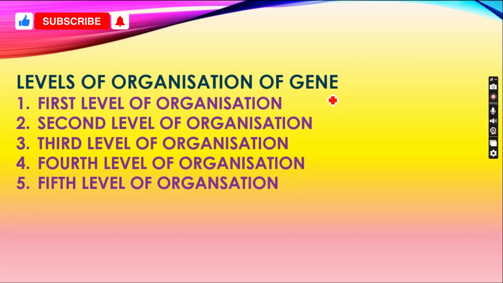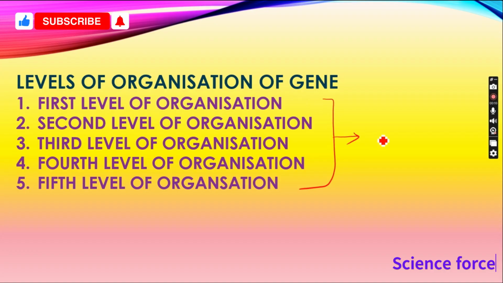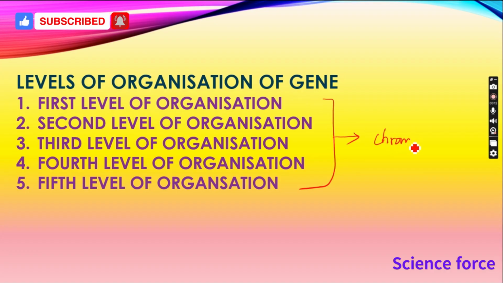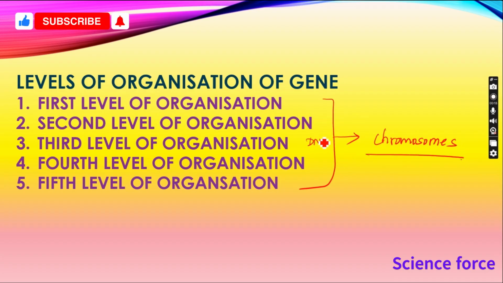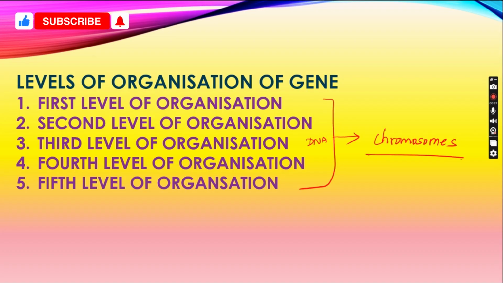We are going to see about the levels of organization of a gene. There are about 5 levels of organization. Now we are going to see how these 5 levels of organization convert DNA into a chromosome. Now we are going to see each level of organization individually.